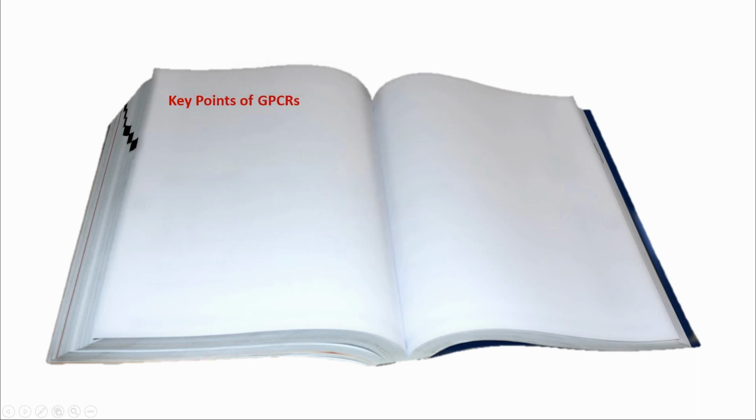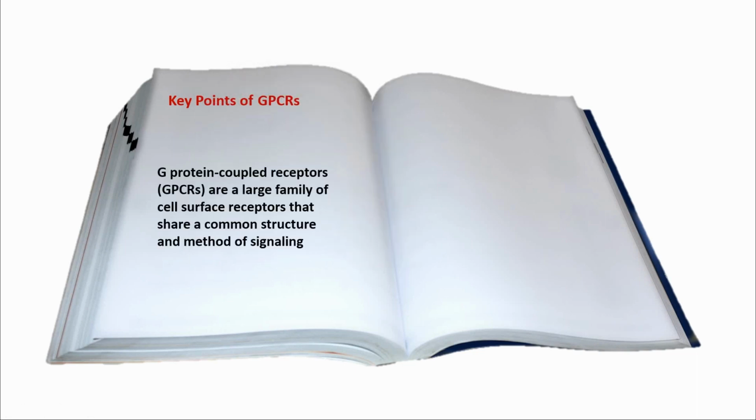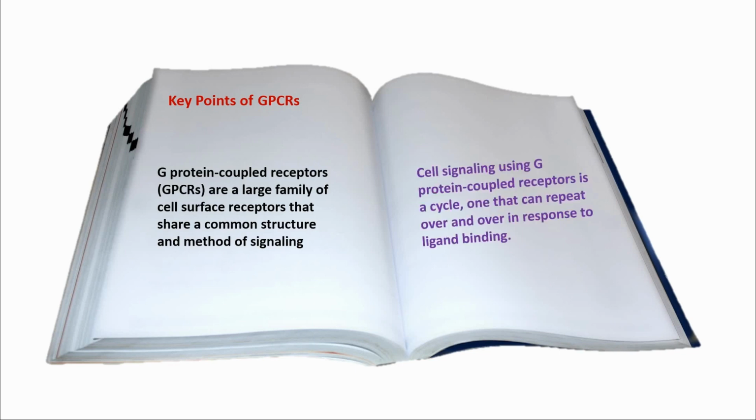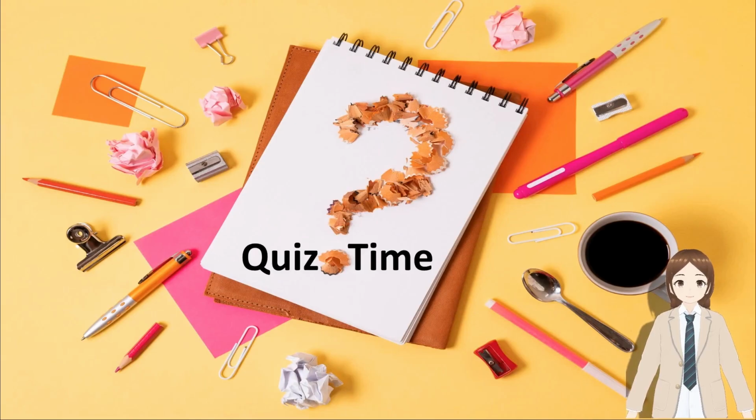Key points of GPCRs. G-protein coupled receptors, or GPCRs, are a large family of cell surface receptors that share a common structure and method of signaling. Cell signaling using G-protein coupled receptors is a cycle, one that can repeat over and over in response to ligand binding. Quiz time.